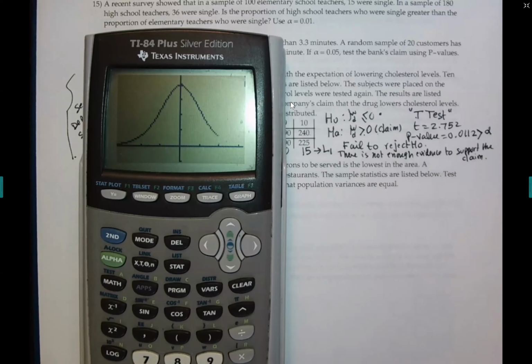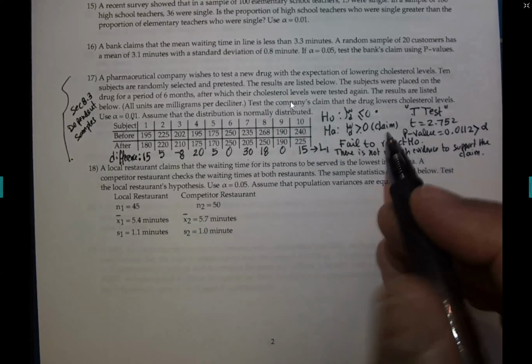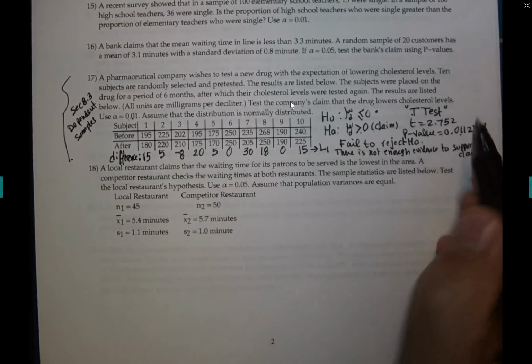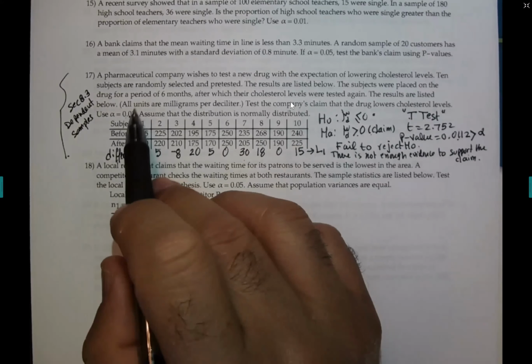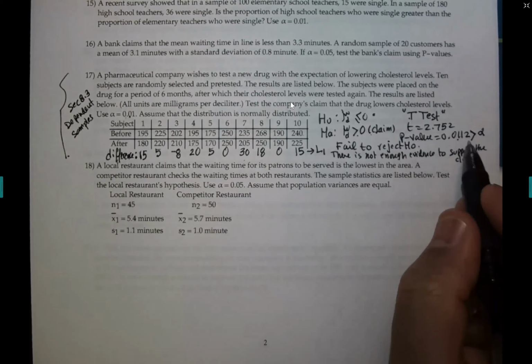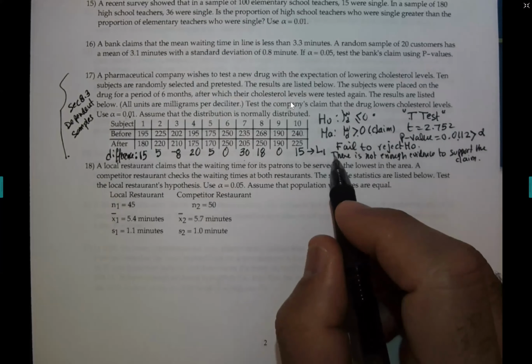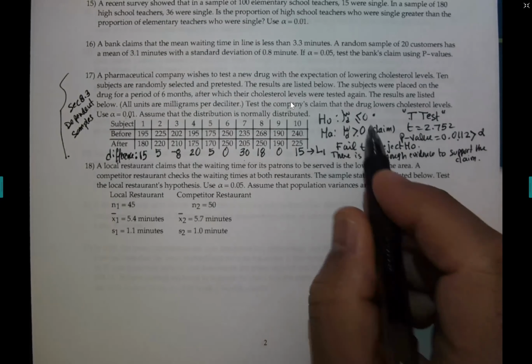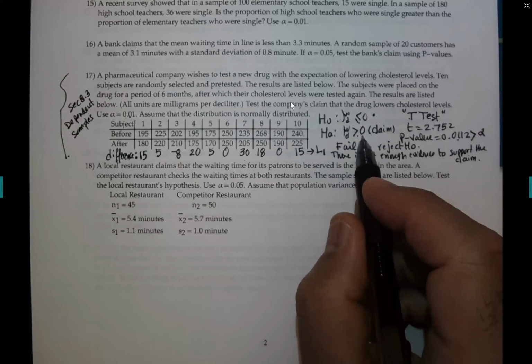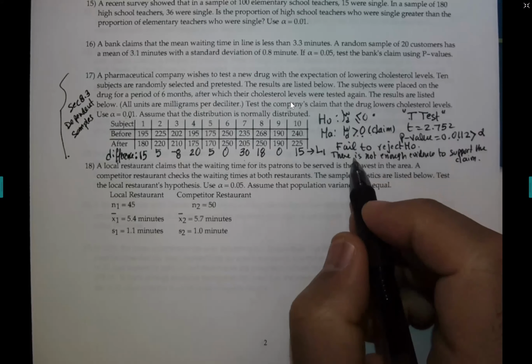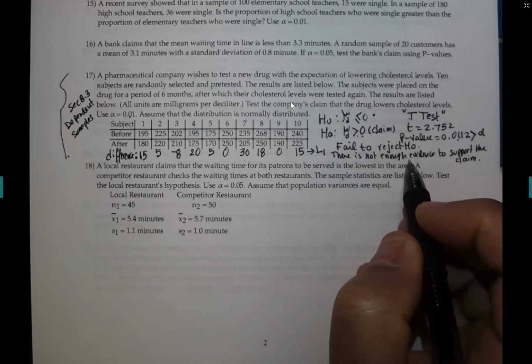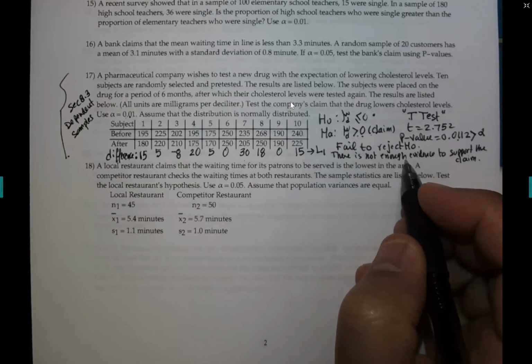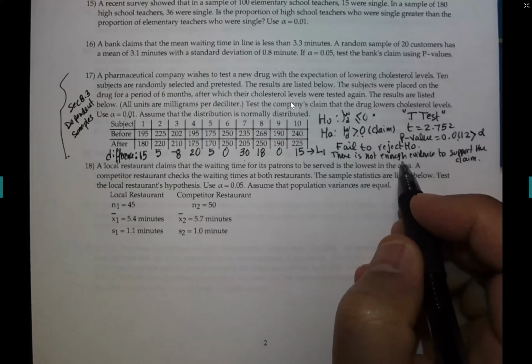It's nice to see the p-value in action. Oh, it's very small. So T is 2.75, and look at the p-value, 0.0112. But even though it's small, I'm testing at alpha equals 0.01, guys, so it's bigger than alpha. You fail to reject H0. And if you fail to reject H0 and the claim is in the alternative hypothesis, you cannot support the claim. There is not enough evidence to support the claim that the drug lowers cholesterol levels.